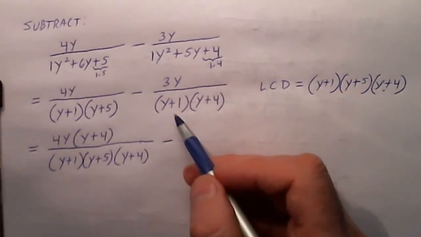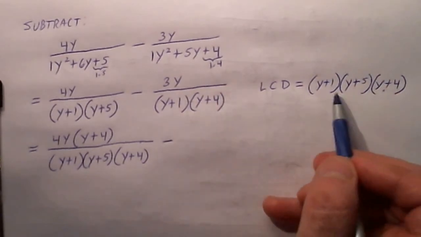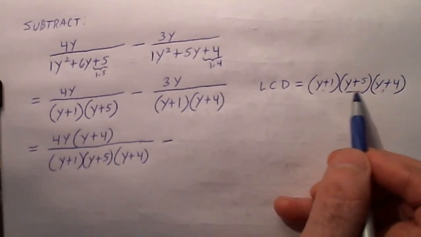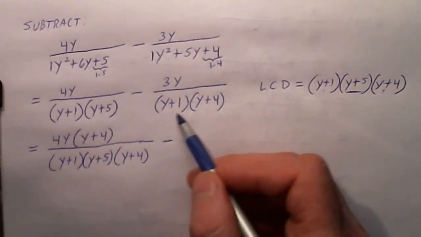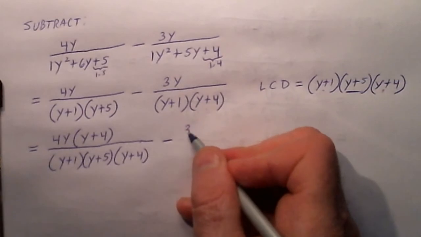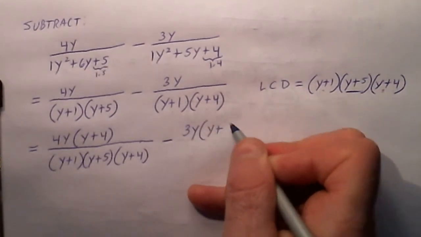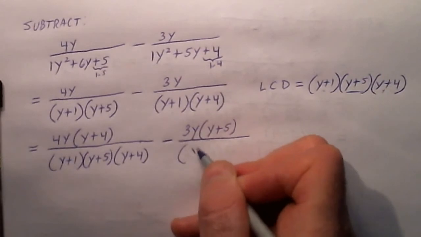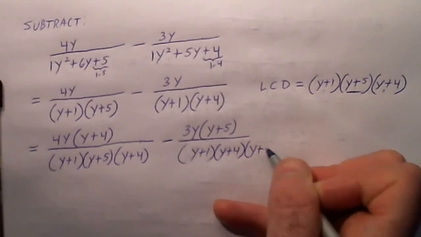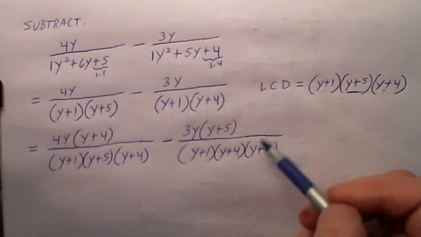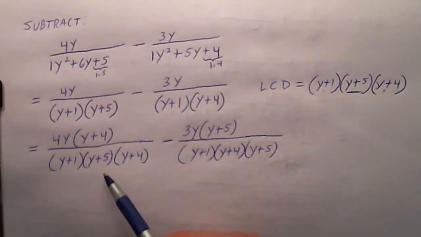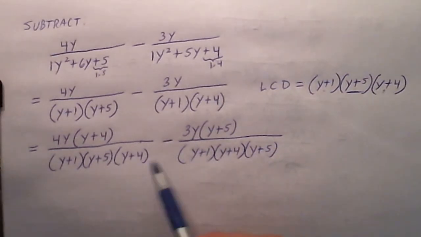Minus. The second fraction's denominator has the y plus 1. It's got the y plus 4. It's missing y plus 5. Because this denominator here is missing y plus 5, we must multiply top and bottom of this rational expression by y plus 5. Now, this rational expression has the least common denominator. Notice now both of our rational expressions do possess the least common denominator.